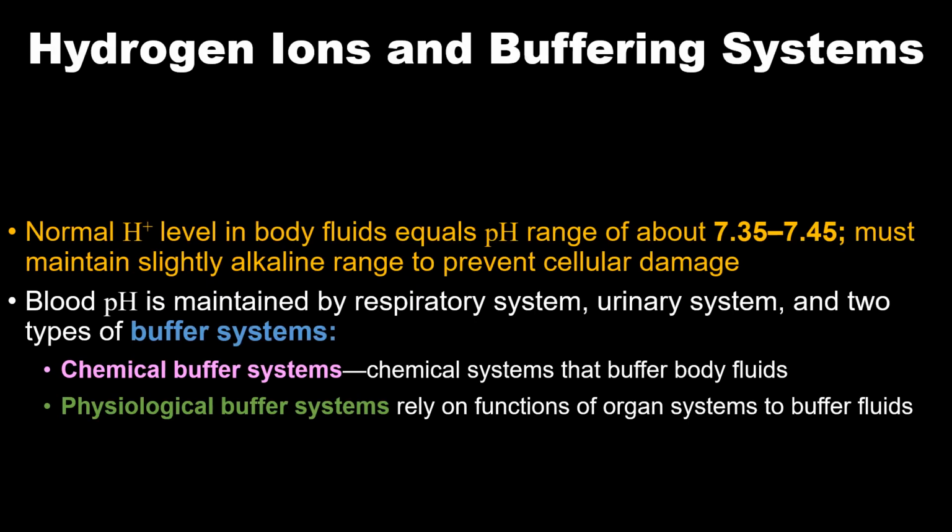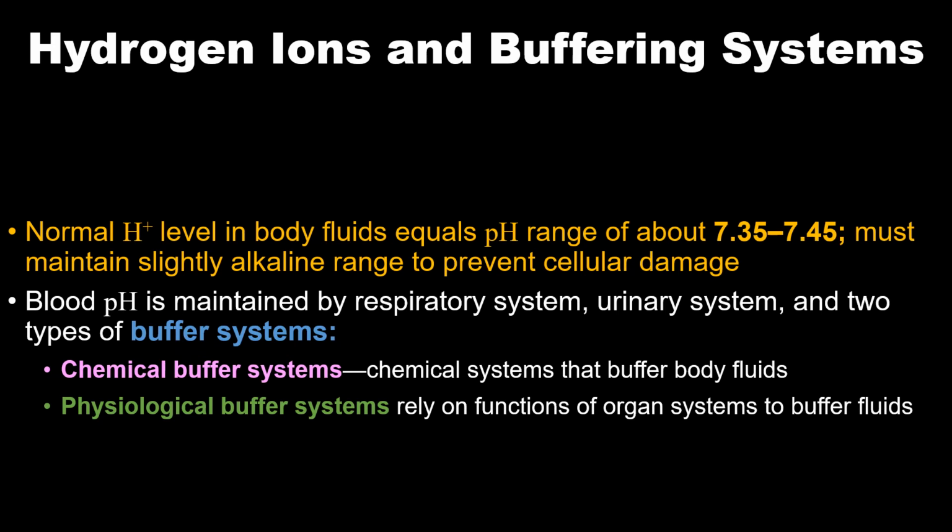Now we're going to look at a different set of ions, hydrogen ions and the various bases like bicarbonate ions. And normally we're trying to shoot for a pH in the human body between 7.35 and 7.45, very slightly basic. And it has to maintain the slightly alkaline range because even a slight deviation has disastrous consequences for our cells. And it's regulated through a number of mechanisms. The most important are the respiratory system, the urinary system, and the body's buffer systems.